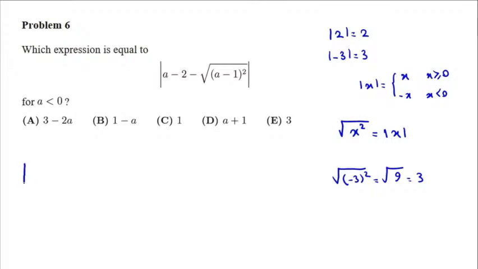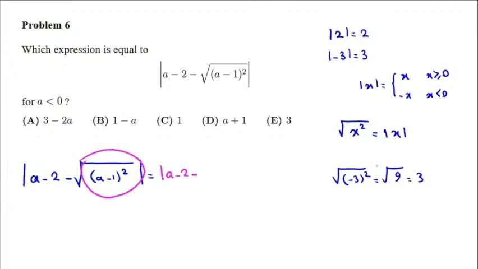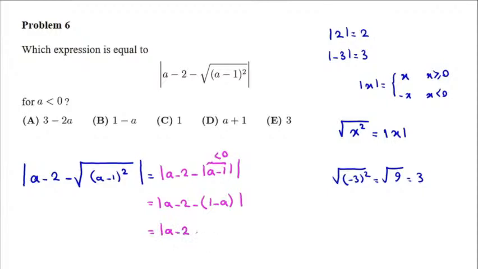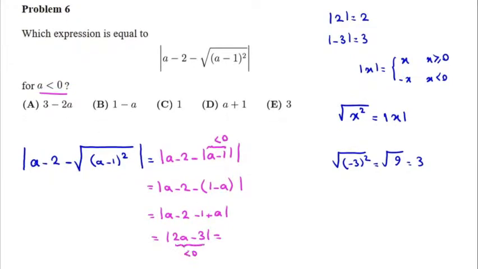So the absolute value of a minus 2 minus the square root of (a minus 1) squared equals what? I can say it is a minus 2 minus, and this part is exactly the absolute value of a minus 1. Now, is a minus 1 positive or negative? Because a is negative, a minus 1 is negative. So it will be a minus 2 minus the absolute value of a minus 1, which is 1 minus a. Then it equals a minus 2 minus 1 plus a, which is 2a minus 3. a is negative, so negative 3 is also negative, and inside the absolute value is negative. So you should consider the negative sign, because x is negative. So it will be 3 minus 2a. So the answer is A.